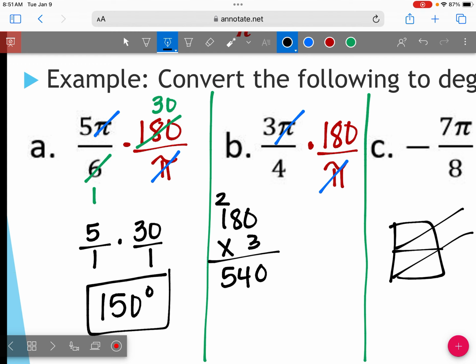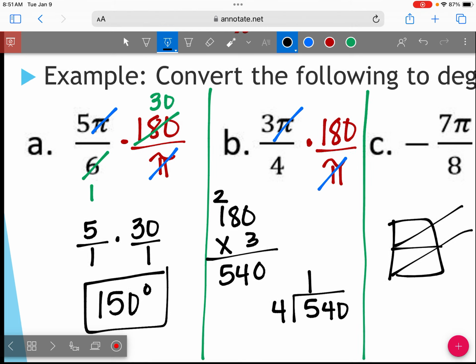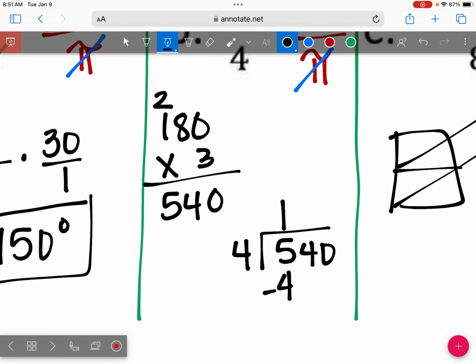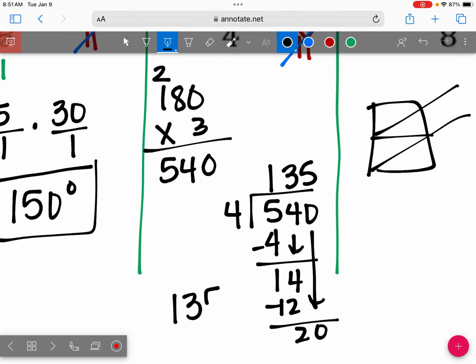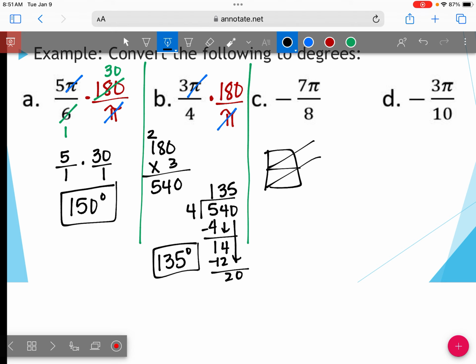And so then we're going to take the 540 and divide it by 4. So 4 goes into 5 one time. Bring down the 4. 4 goes into 14 3 times. 4 times 3 is 12. Bring down the 0. And 4 goes into 20 5 times. So that would give you 135 degrees. And that'll be your final answer.